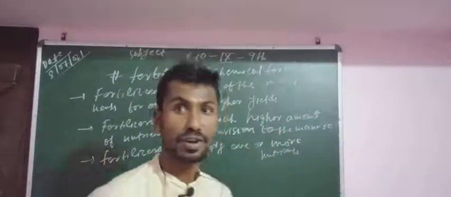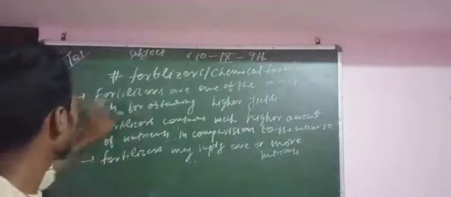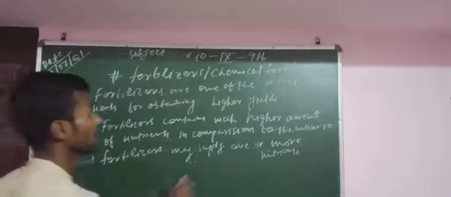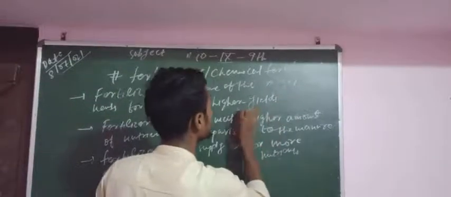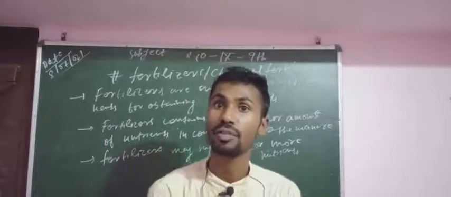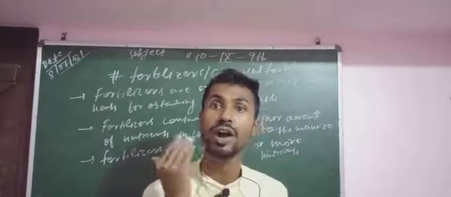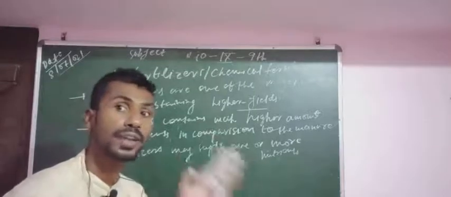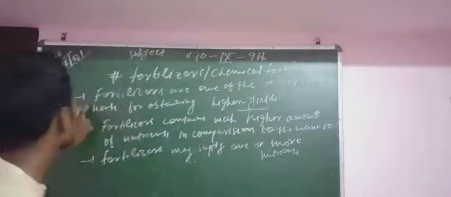And some another points about the fertilizer, कि fertilizers are one of the major components for obtaining higher yields. That means अगर आपको ज़्यादा से ज़्यादा पैदावार चाहिए, that means कि production of grains को आपको ज़्यादा चाहिए, तो you have to use chemical fertilizer in a right proportion. So that is the major component.